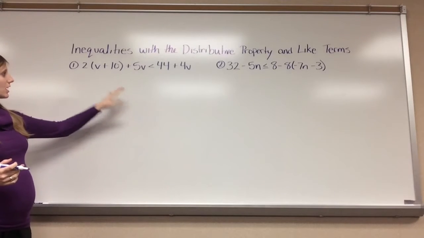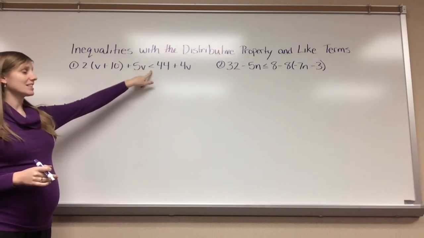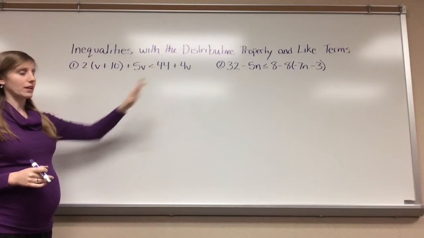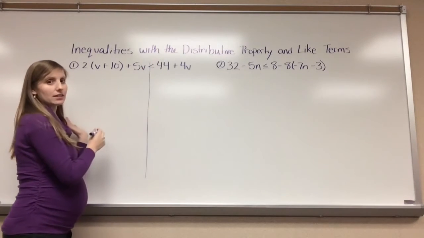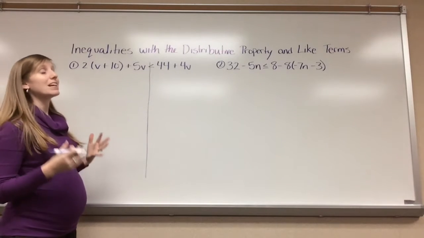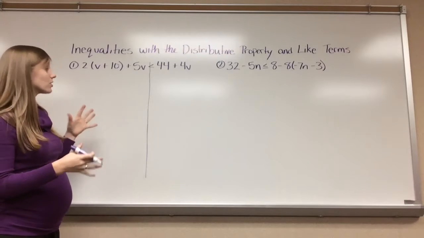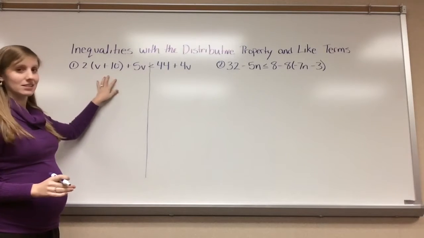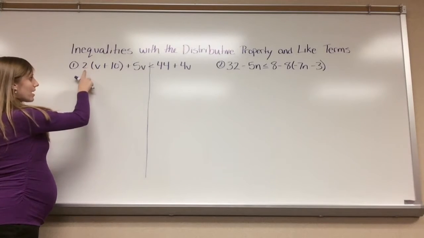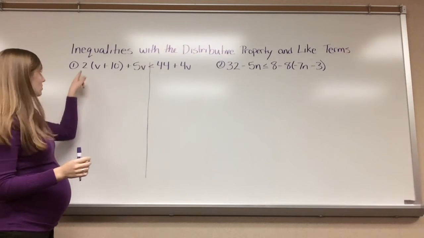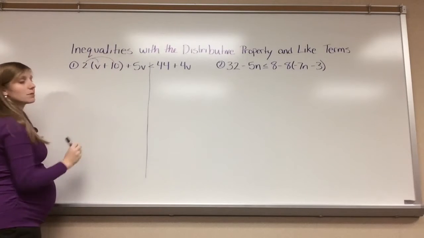So to solve our first inequality, we have 2 parentheses b plus 10, and then plus 5b is less than 44 plus 4b. I always draw my line through that inequality sign so I can clearly see the two sides. Now remember, the first step is going to be the distributive property. We want to get rid of those parentheses. I don't want to have an equation or an inequality that has parentheses in it, so let's get rid of those first. The parentheses with a number right outside means multiplication. There's no sign in between, so we're going to multiply that 2 to both terms inside the parentheses.